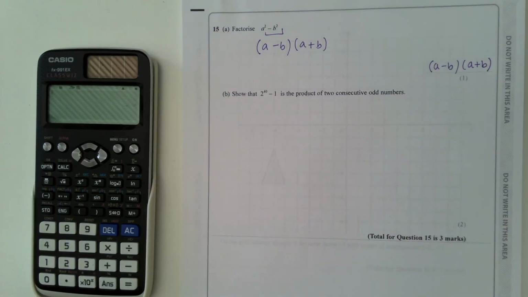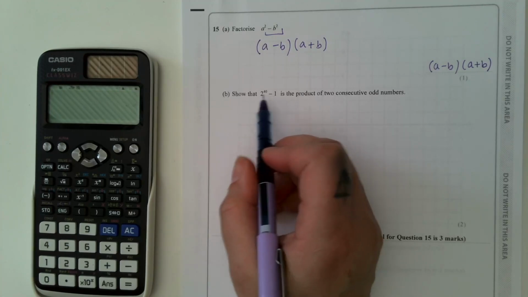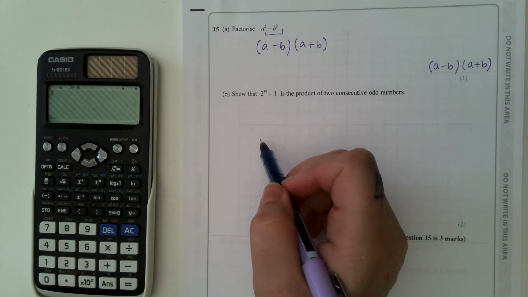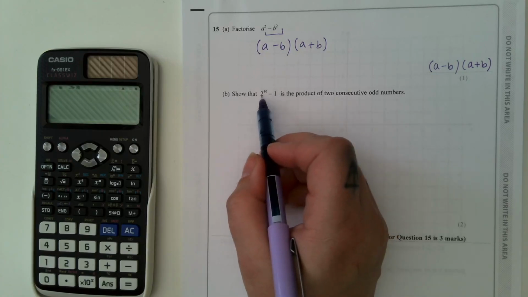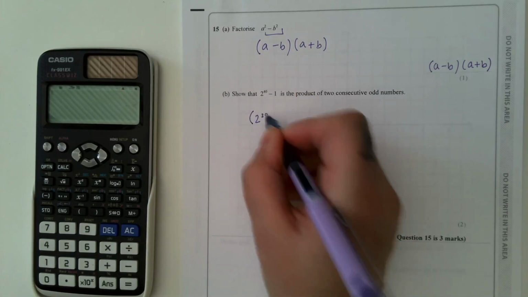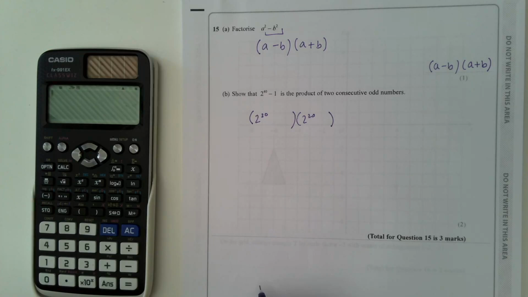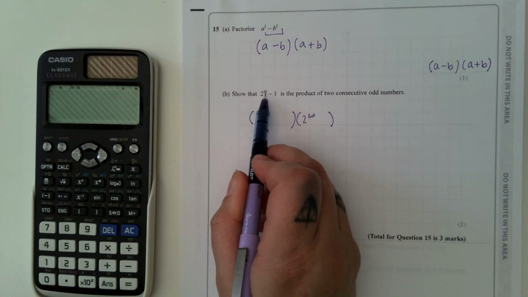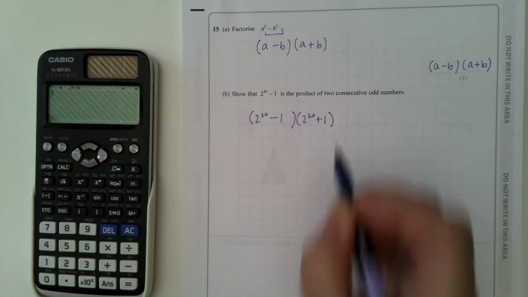Part B, show that 2 to the power of 40 subtract 1 is the product of 2 consecutive odd numbers. Again, even though it doesn't look like it, this is the difference of 2 squares, because 2 to the power of 40 is a square number, and 1 is a square number. And by that I mean that 2 to the power of 40 could be written as 2 to the power of 20 times 2 to the power of 20, because remember, when we're multiplying and the base numbers are the same, we add the powers. So 20 plus 20 would give us that 40, which is why it's a square. And then we'd have a -1 and a +1.